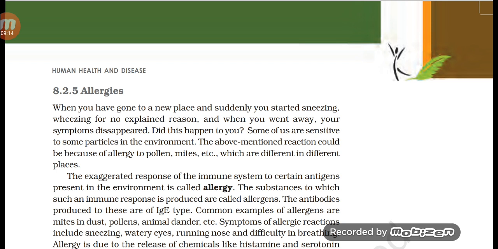So now we're talking about allergies. When you've gone to a place and suddenly you start sneezing, wheezing for no explained reason, and when you went away, your symptoms disappeared. Did this happen to you? Some of us are sensitive to some particles in the environment, and the above mentioned reaction could be because of allergy to pollen, mites, etc., which are different in different places.